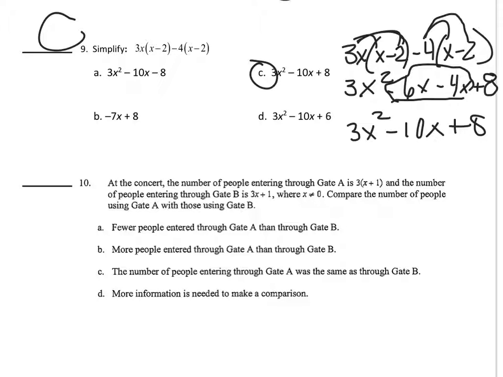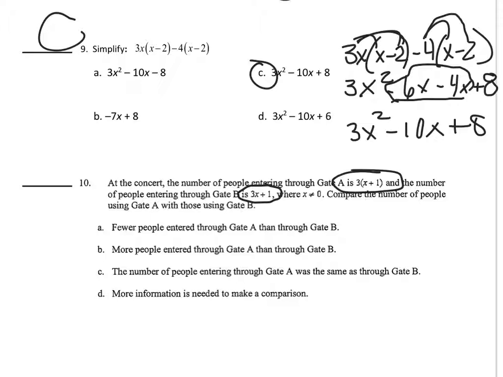Now, a lot of kids were confused about number 10. It says, at the concert, the number of people entering through gate A is 3 parentheses x plus 1. So basically, they're representing a number of people with an expression. The number of people entering through gate B is just simply 3x plus 1. Compare the number of people using gate A with the number of people using gate B.